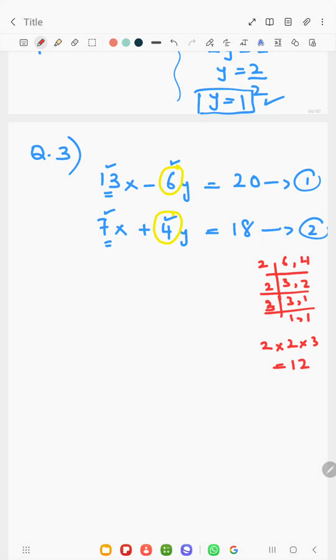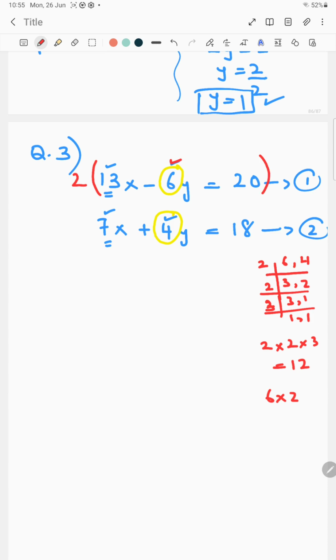Now first we have to see in the table of 6 where 12 comes, 6 times 2 is 12. It means we will just multiply the whole first equation with 2, and in the table of 4 where 12 comes, 4 times 3 is 12. So we will just multiply the whole second equation with 3.